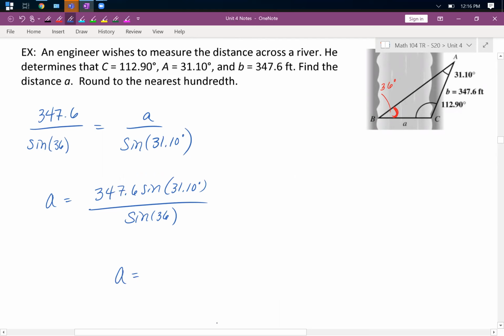Well, since angle A is smaller than angle B, I'm anticipating a distance less than 347.6. And our calculator does give us something less, 305.46 feet.